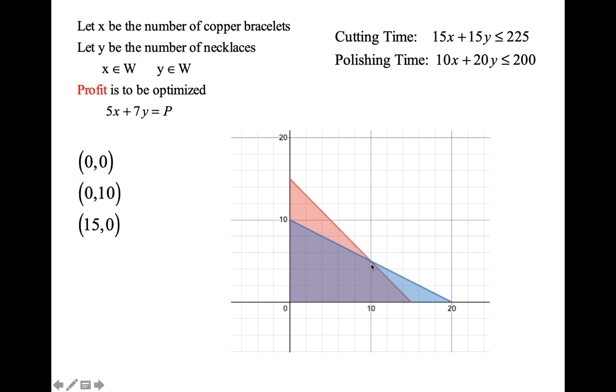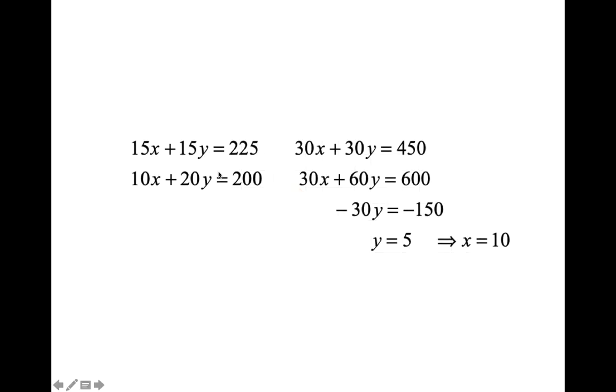What actually is the intersection? So in order to find that, you have to solve a system of linear equations. So you take your two functions and I've chosen to use elimination. So I multiply the top one by 2 and multiply the bottom one by 3. Then I subtracted them. 30 minus 30 here gets rid of the x's. And then 30 minus 60 is negative 30. 450 minus 600 is negative 150.